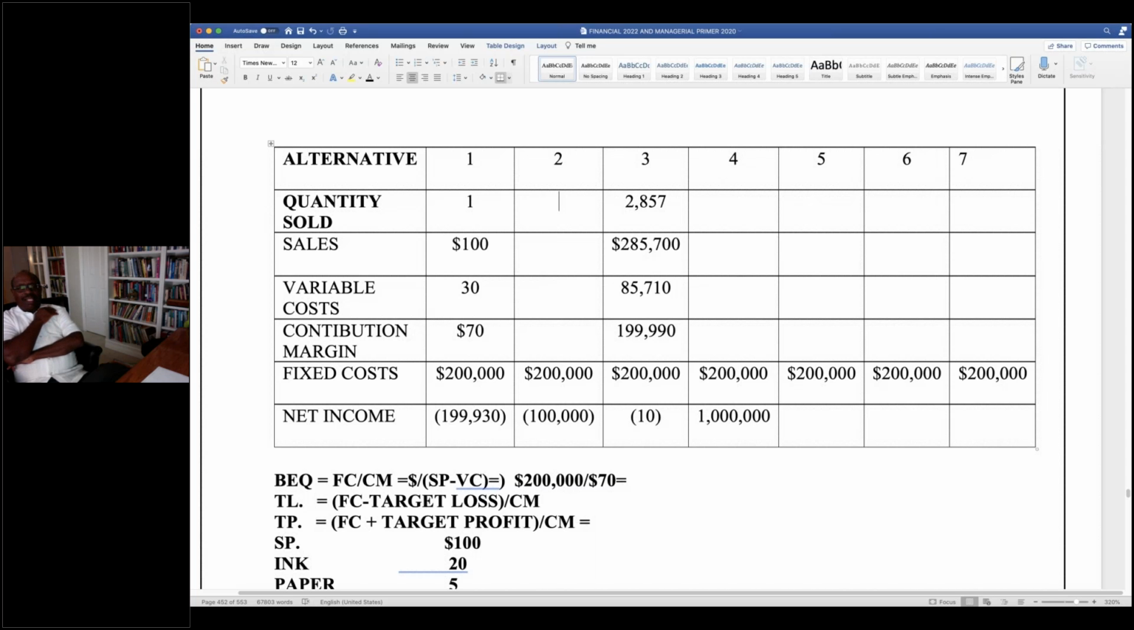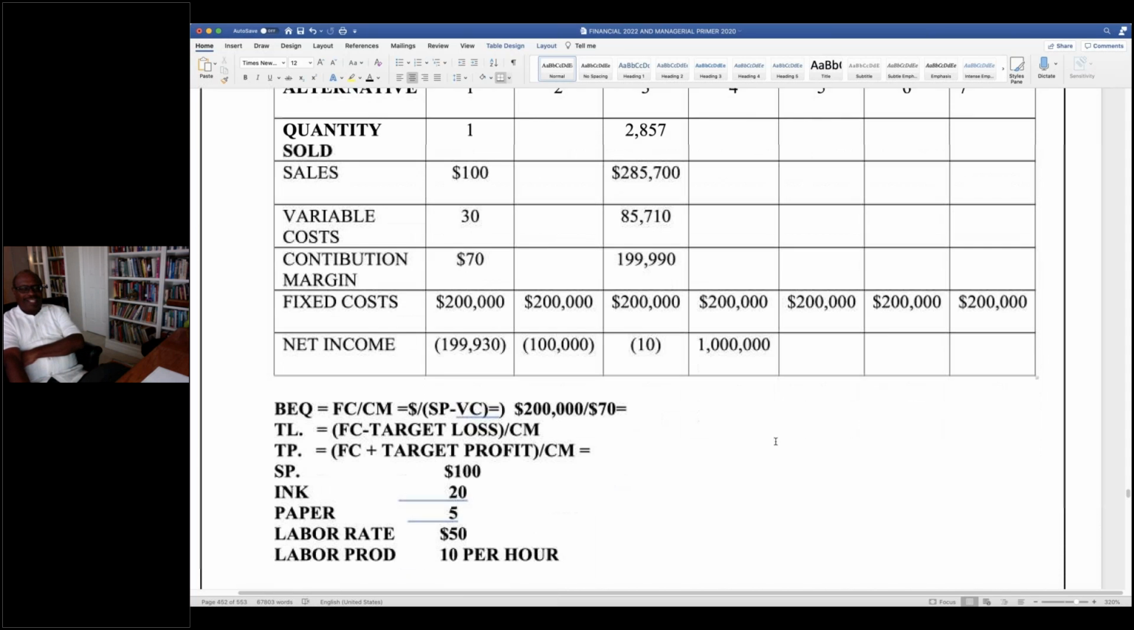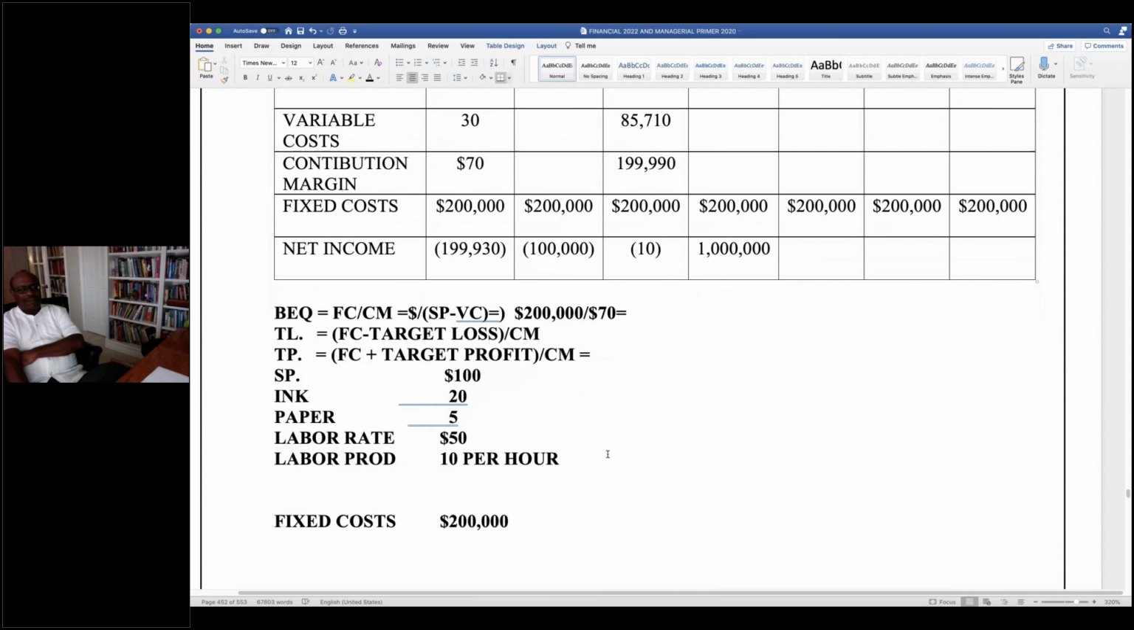One more time, how did I get the variable cost? How did I get 30 again? Did I do 20 plus the 10 per hour? Did you work on this on a quiz, coming up with the total product cost? Oh, never mind. Don't worry about it.